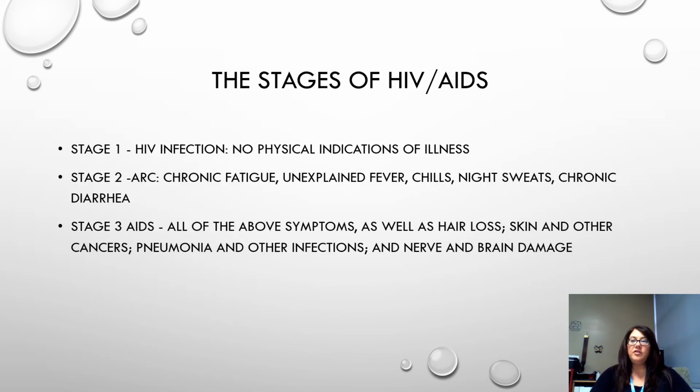The 3 stages of HIV/AIDS. You have stage 1, which is the HIV infection. There are no physical indications of illness. Then stage 2, or the ARC stage, is the chronic fatigue, unexplained fever, chills, night sweats, and chronic diarrhea. Then you have stage 3, which is AIDS: all of the above symptoms, as well as hair loss, skin and other cancers, pneumonia and other infections, and nerve and brain damage.